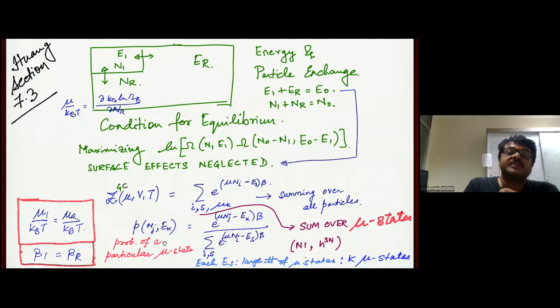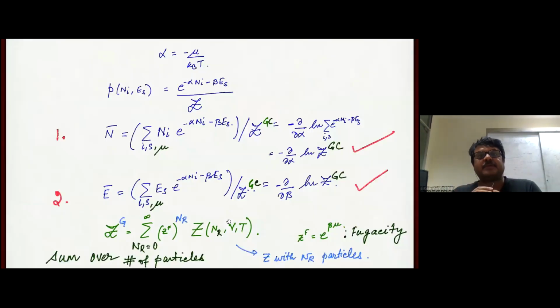If you ask what is the probability that there are Nj particles in system 1 and the system has energy Ek, then you have to sum over all the microstates which have energy Ek and number of particles Nj. I just wanted to make that clear. So that's the picture we are heading for.